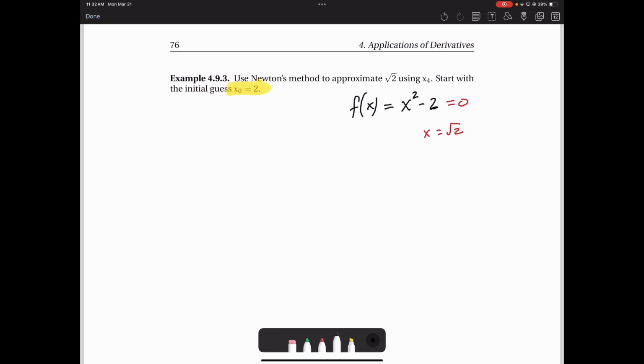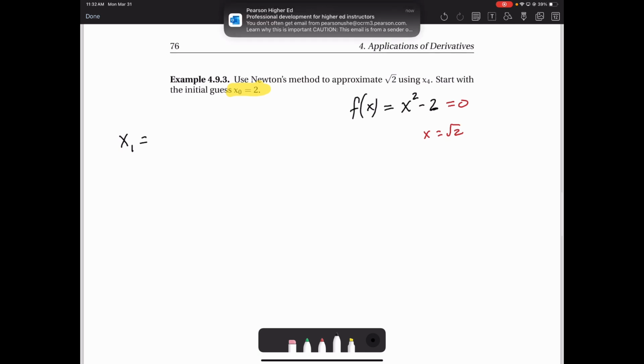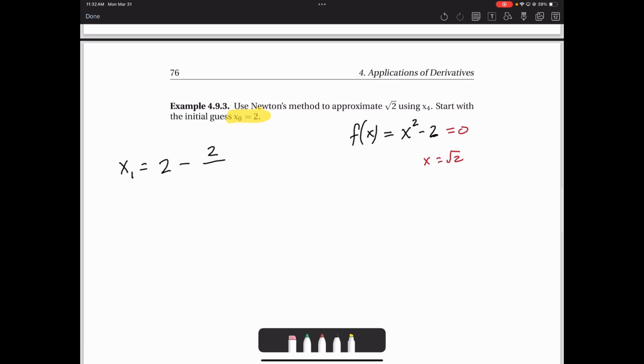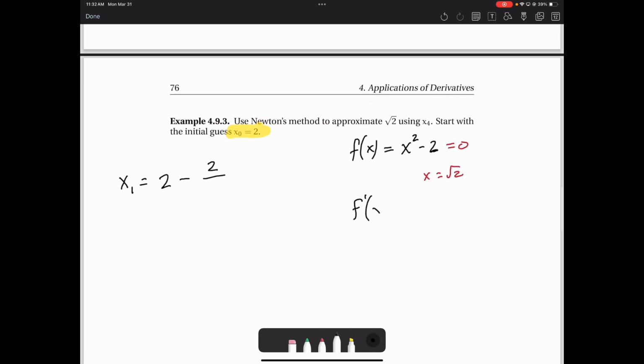Okay, so x sub 1 is equal to 2 minus, what's the function value at 2? 2, right? Because you get 2 squared minus 2. Remember, yep. Derivative. What's my derivative of the function? Just 2x. So what's the derivative at 2? 4. And I get 2 minus 1/2, which is just 1.5.